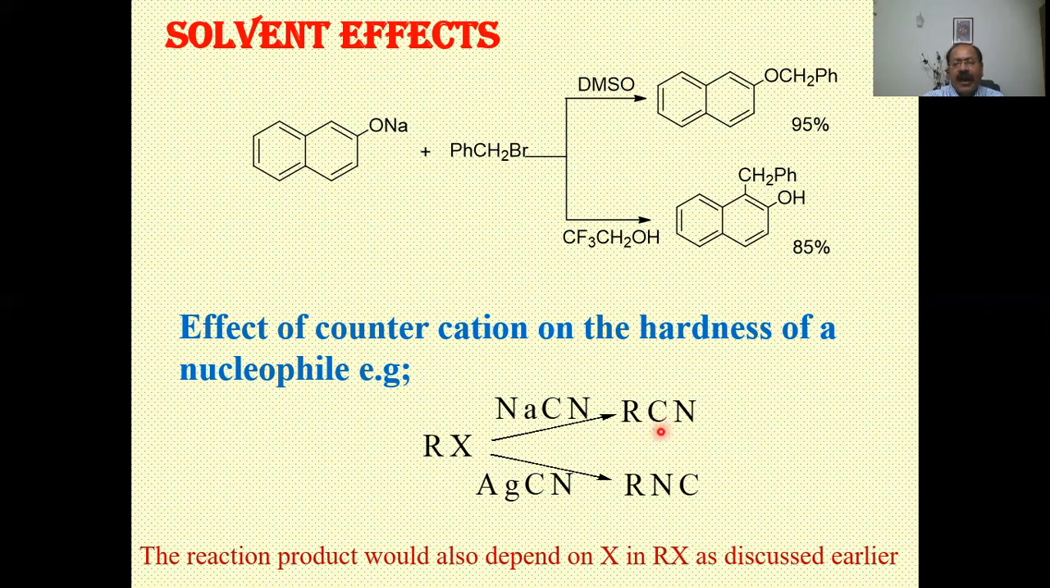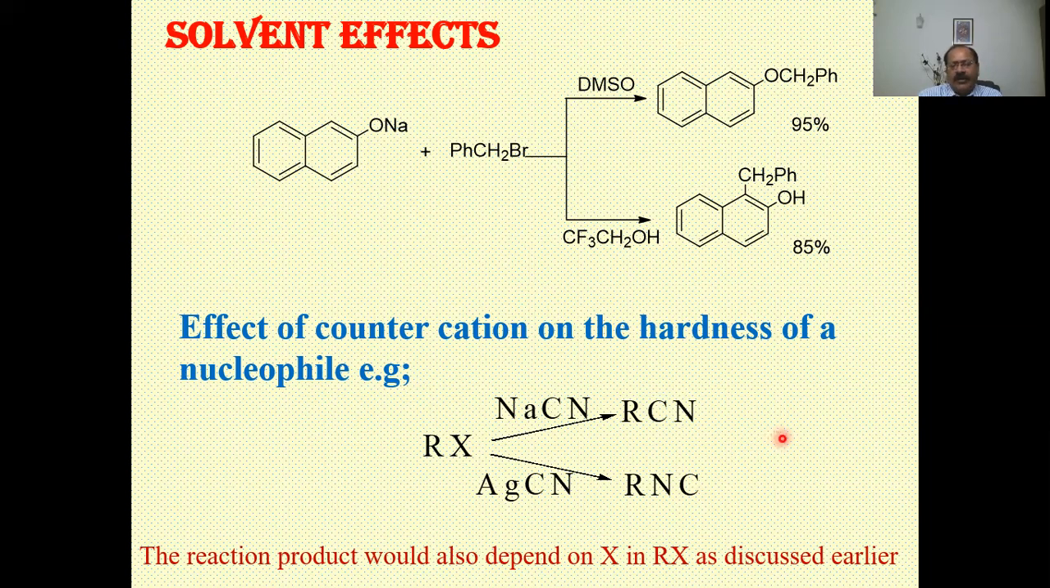Since this is attacked by carbon, which is a softer end, this reaction must be taking place via SN2 mechanism. And here the attack is by nitrogen, therefore the reaction must be taking place via SN1 mechanism. It is said that when we use silver cyanide, silver helps in ionization of RX to carbocation to give this, whereas sodium does not help in ionization of this, and the reaction proceeds via SN2.